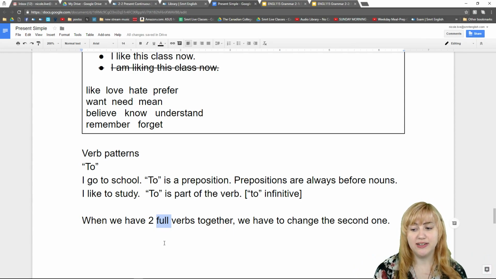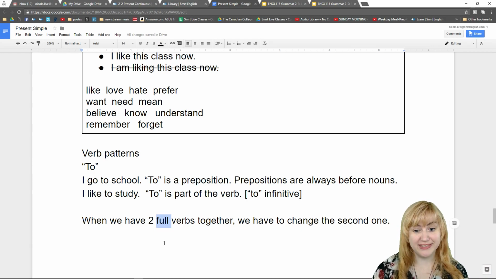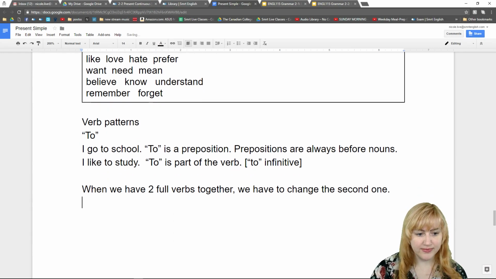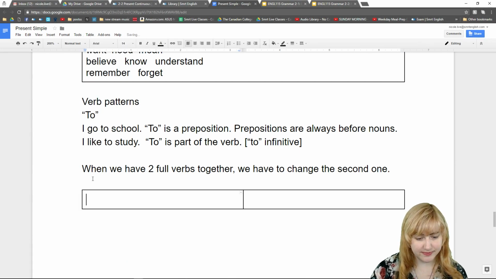So auxiliary verbs are like he doesn't study. Doesn't is an auxiliary verb. Or I can't see. Can't is an auxiliary verb. We're not talking about auxiliary verbs. Full verbs are like study, or play, go, want, need, enjoy. Those are full verbs. Okay. And we have some general rules. I'll make a little table here. Okay. So if your first verb, actually I'll just put, first verb.